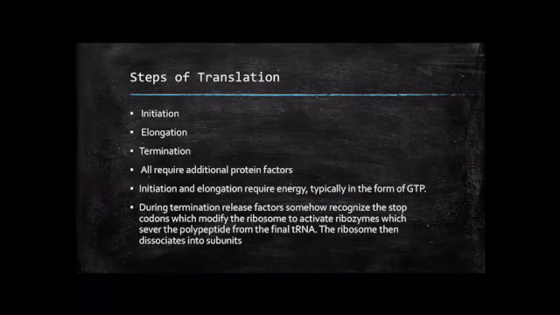All of these steps require additional protein factors, and both initiation and elongation require energy, typically in the form of GTP. During termination, release factors somehow recognize the stop codons, which modify the ribosomes to activate ribozymes, which sever the polypeptide from the final tRNA. The ribosome then dissociates into subunits.